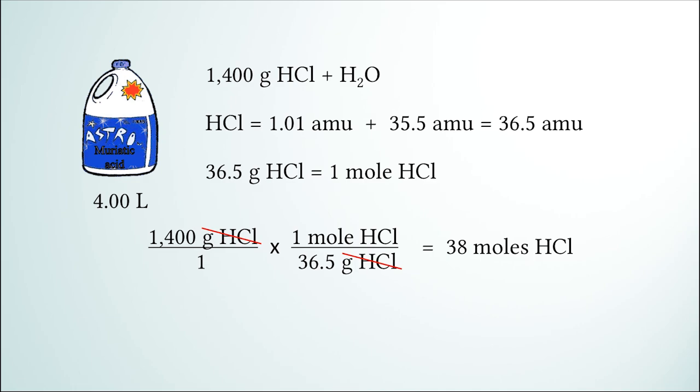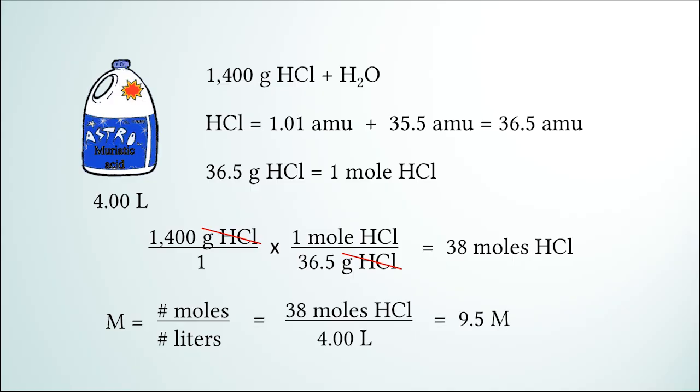Well, once we know how many moles we have, we can figure out the concentration of the acid by using molarity. We just need to divide the number of moles by our volume. So 38 moles divided by 4.00 liters gives us 9.5 molar. Well, what does that mean? We aren't just doing this for math practice. The concentration of an acid, or a base for that matter, tells us how strong it is. Stronger acids will react more powerfully than weaker ones.